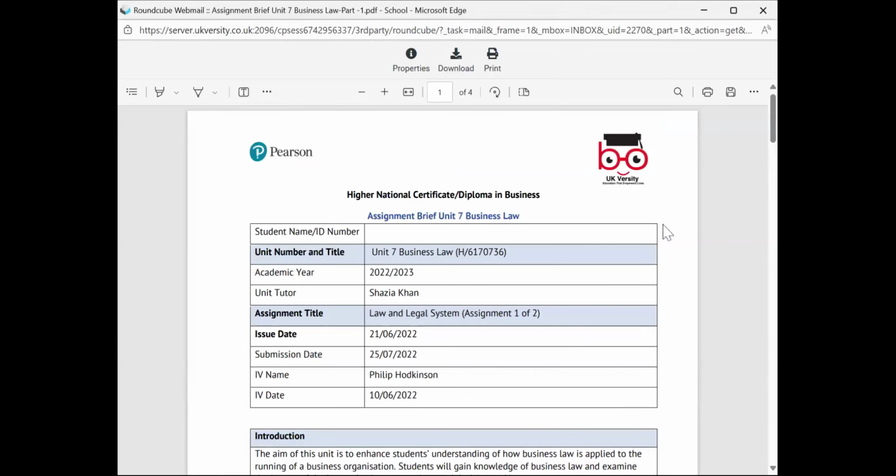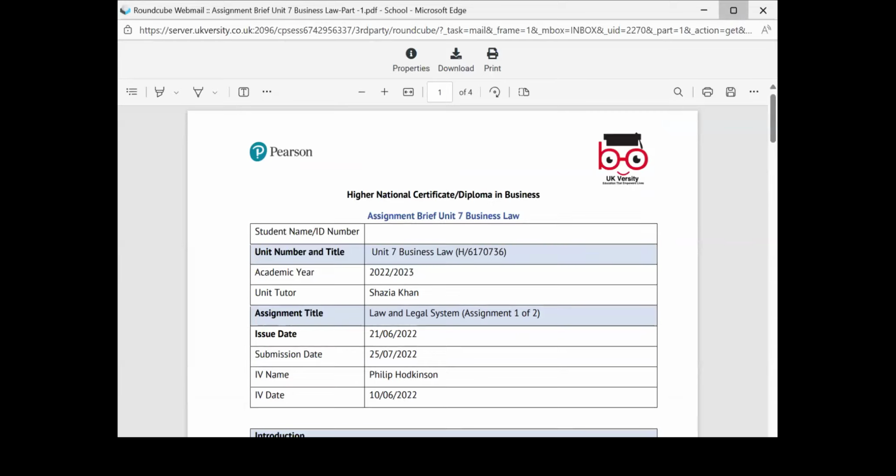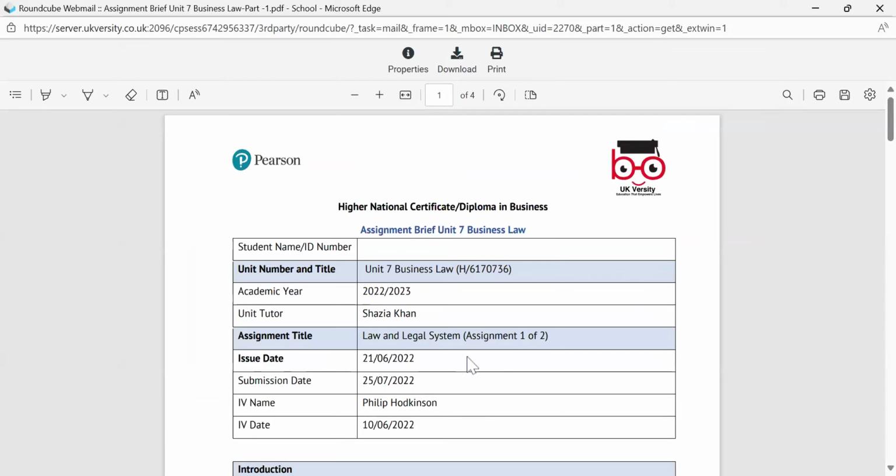What I want to show you quickly is what the assignment brief looks like. The assignment brief is something that we have to go through. There are 2 parts to this assignment. The first one is part 1, and this is how it looks on Moodle as well, so you will have a better idea of how it looks. Can you see that?